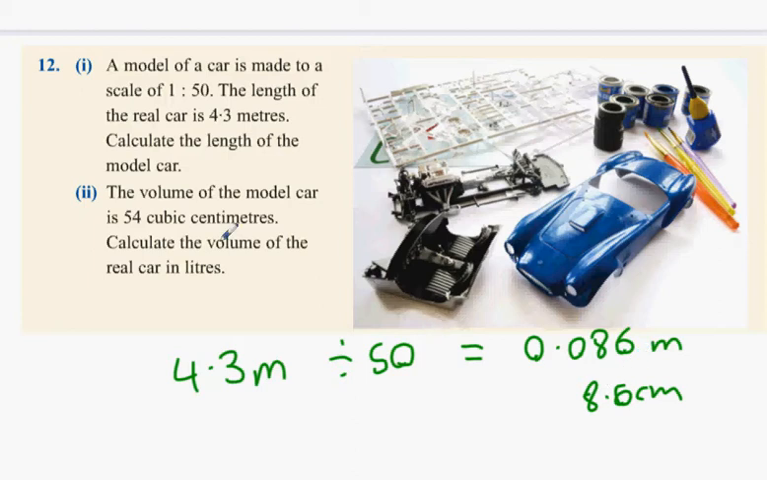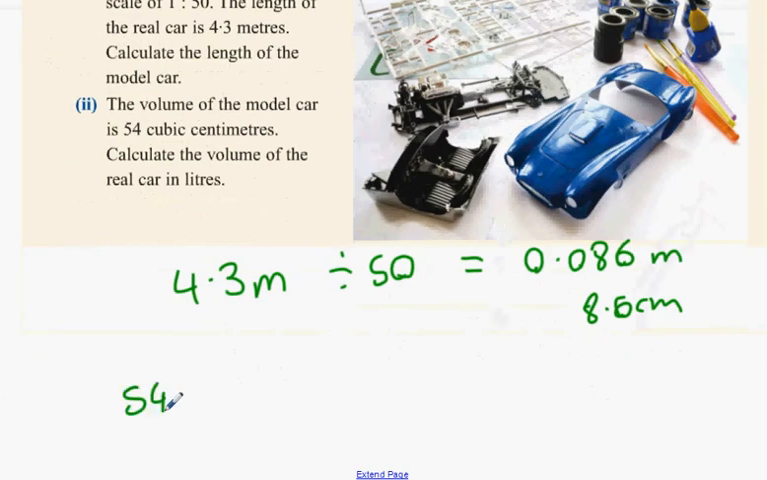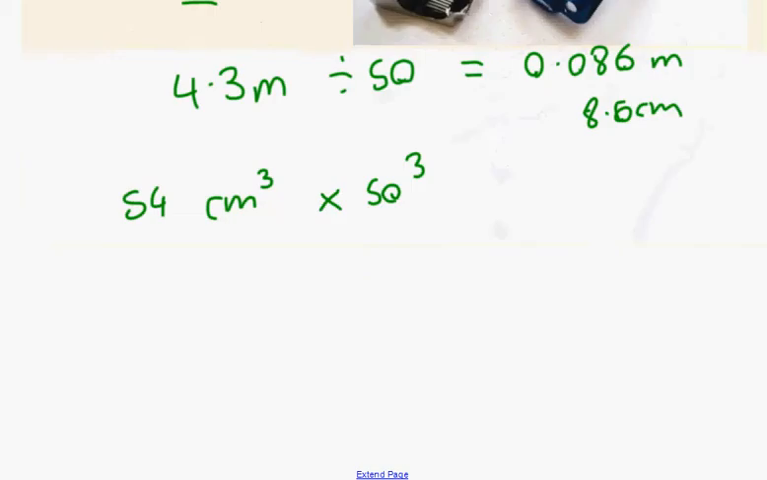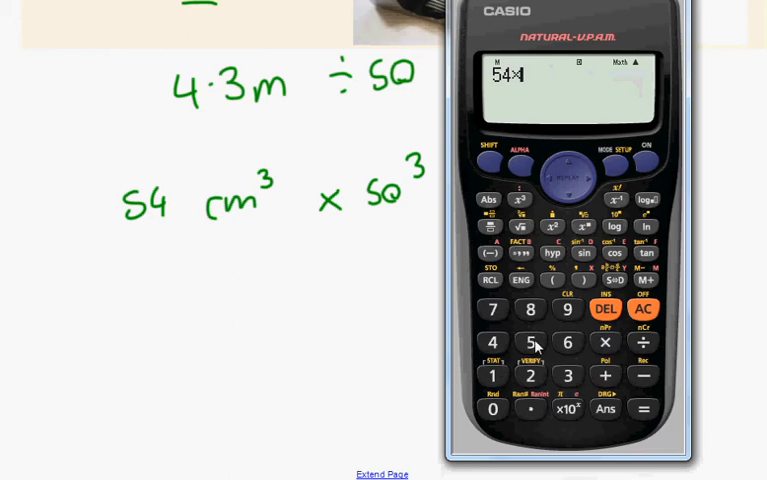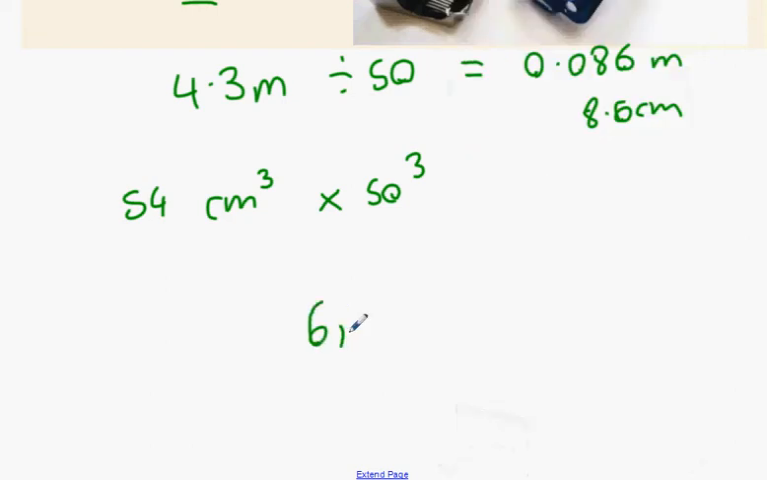Okay, the volume of the model car. Now this is volume. Okay, now here's the trick. The volume of the model car is 54 centimeters cubed. They want the real car in liters. Volume is how many dimensions? Three. How many times do I need to multiply it by 50 then? Need to multiply by 50 three times. So 54 multiplied by 50 cubed is 6,750,000. Unfortunately for me, that's in centimeters cubed.